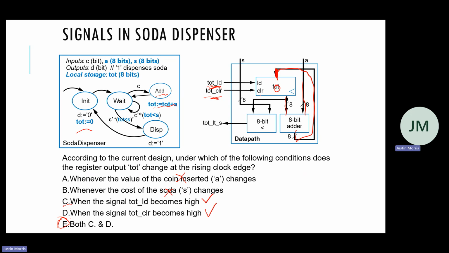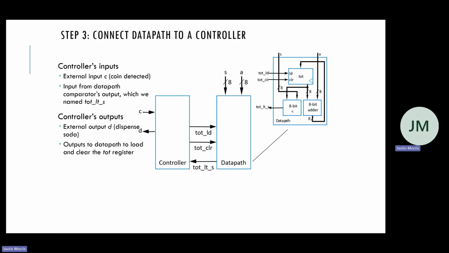It just makes total 0. Oh, yeah, but if you're at 0 and then you signal the load to be high, then that will send the 0 to the 8-bit adder so that it adds to the value of the coin. Yeah, so that would be for total load. So C and D are what causes total to change, right?